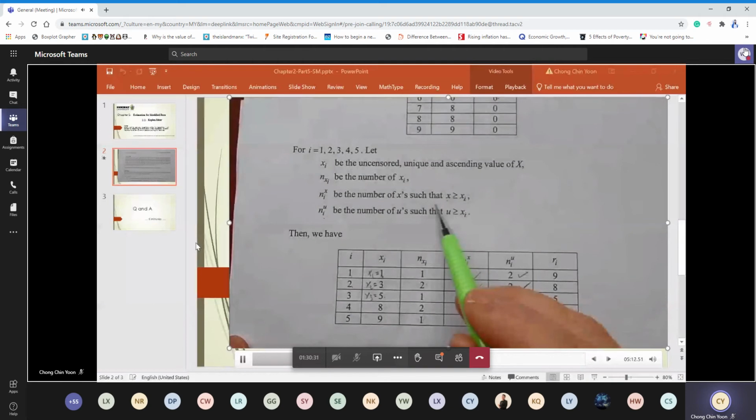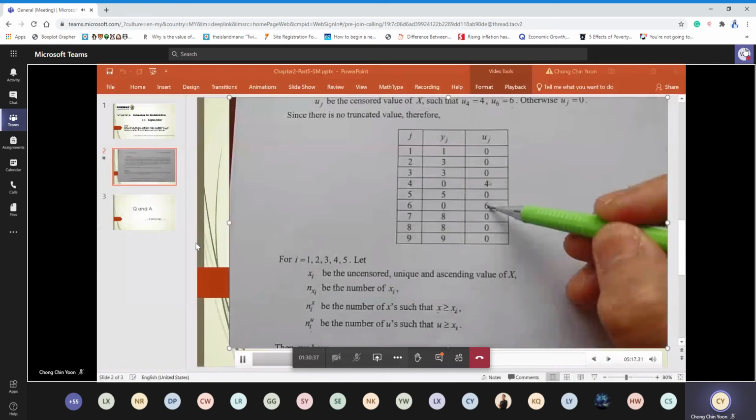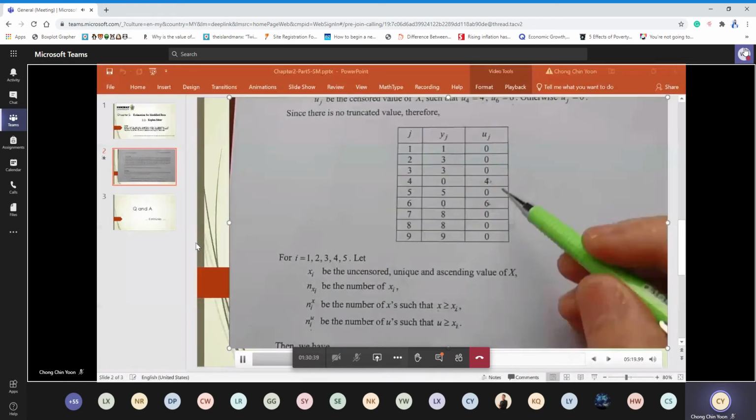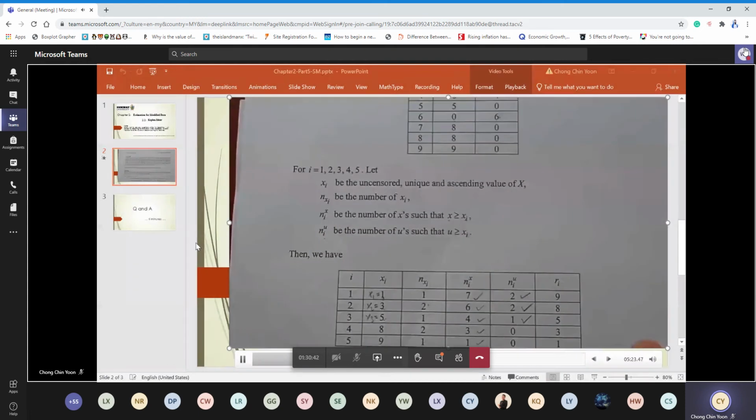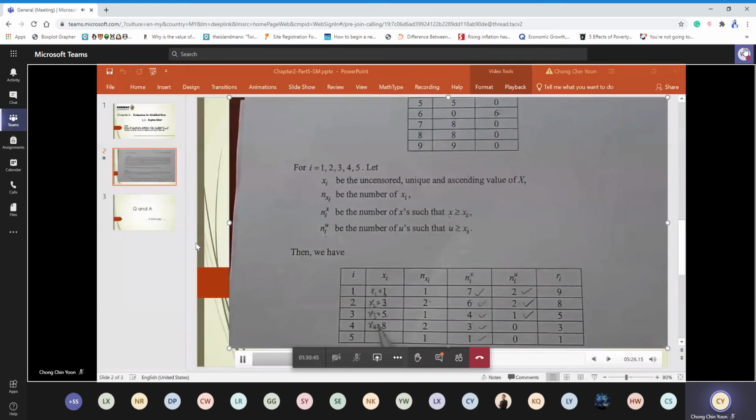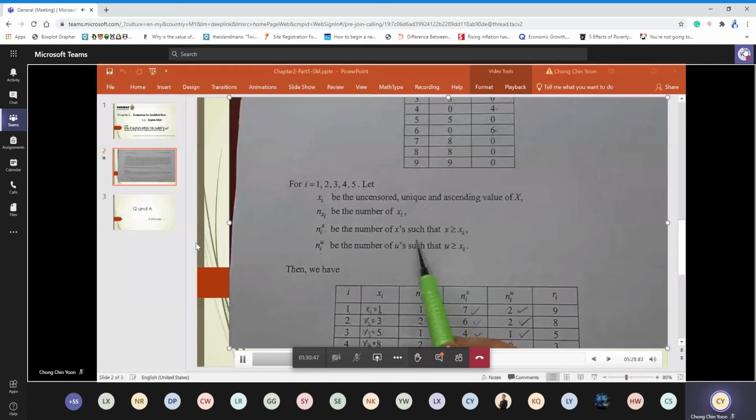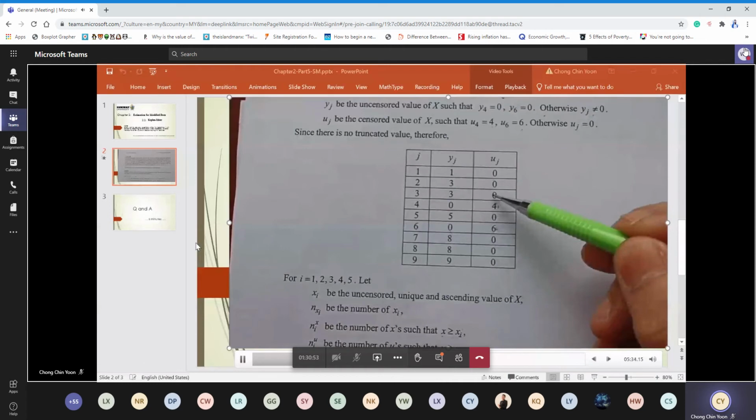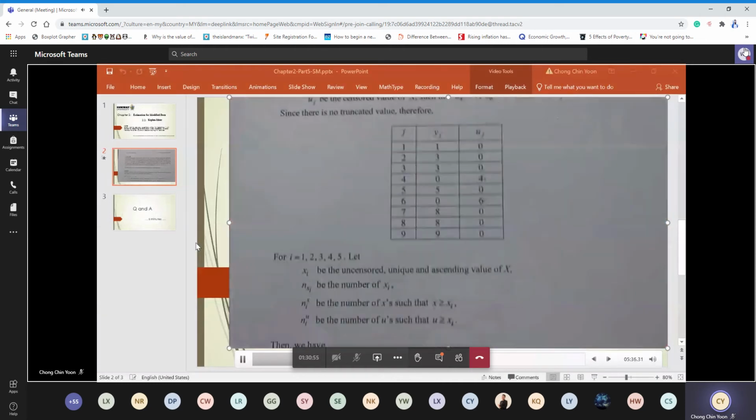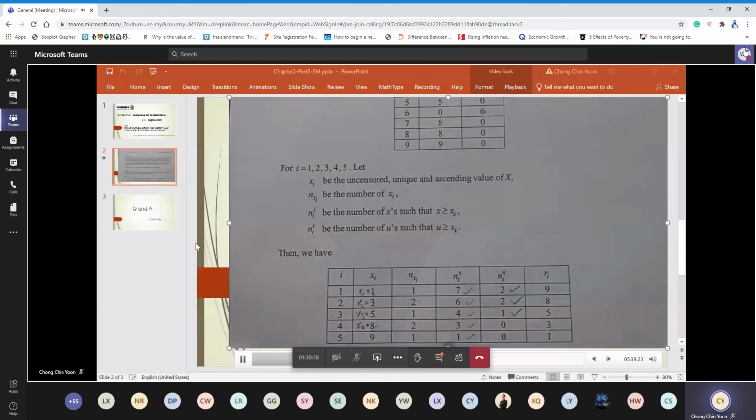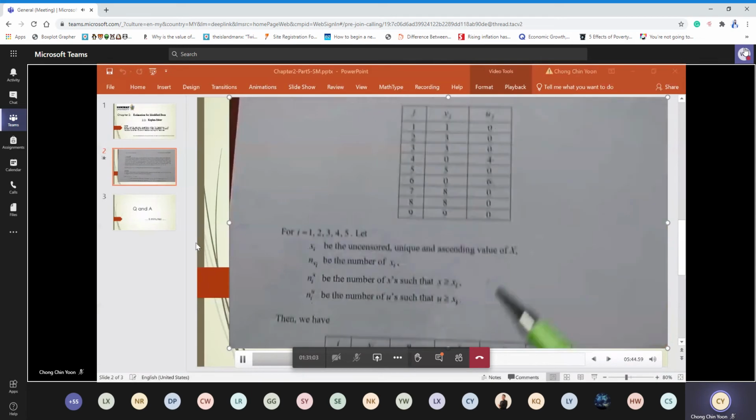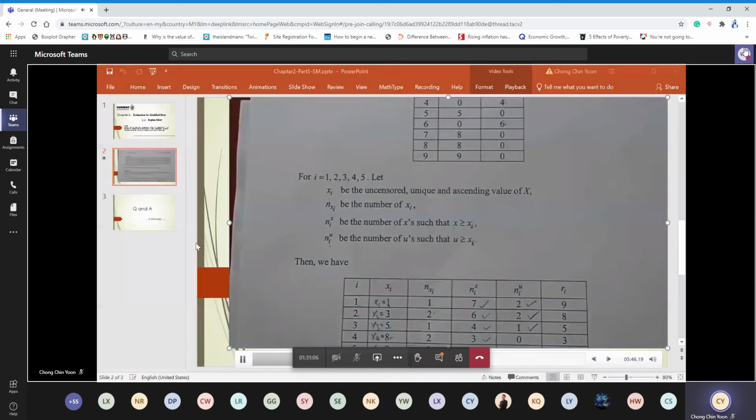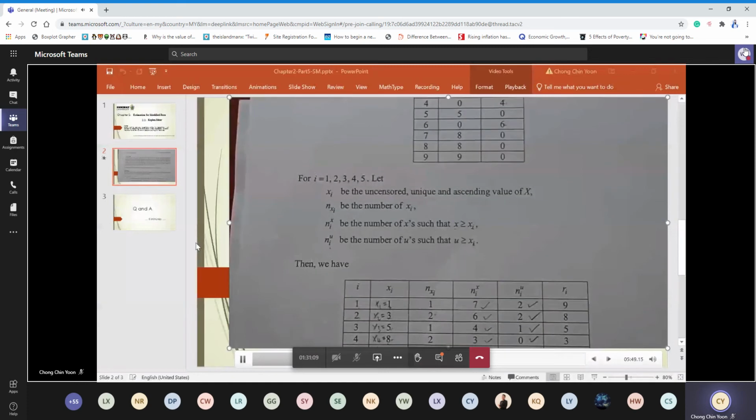Next we choose x3 is 5. How many u values are more than or equal to 5? From here we only have one value, which is 6, therefore it is 1. Let's go to x4, which is 8. How many u values are more than or equal to 8? Nothing, therefore it is 0. When x5 is 9, there is no u value more than or equal to 9, so that is 0. So how to count the r?